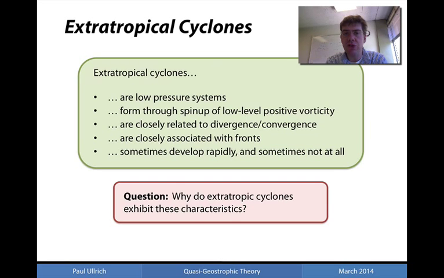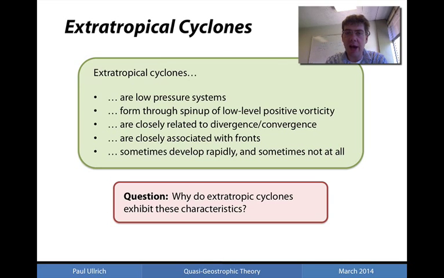The primary difference is that the center of an extratropical cyclone is a cold core phenomenon, whereas tropical cyclones are so-called warm core phenomenon, where latent heating in the interior of the storm is sufficiently strong in order to bring the temperature of the core up to a high enough level in order to provide energy for the storm itself. Extratropical cyclones form through the spin-up of low-level positive vorticity, and we'll explain exactly how they go about doing that.